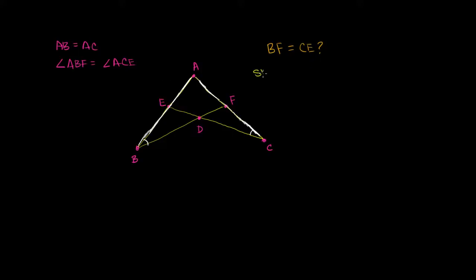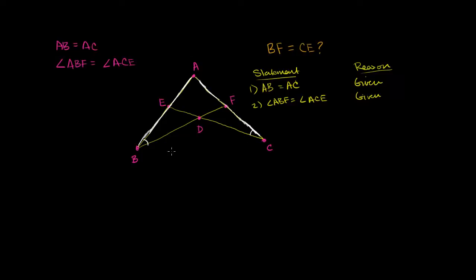So let's write our statements. Statement. And then over here, I am going to write my reason for the statement. So let me just rewrite this, just to have a formal two-column proof. So we know AB is equal to AC. So this is statement 1, and this is given. We know statement 2, that angle ABF is equal to angle ACE. Once again, that was given.